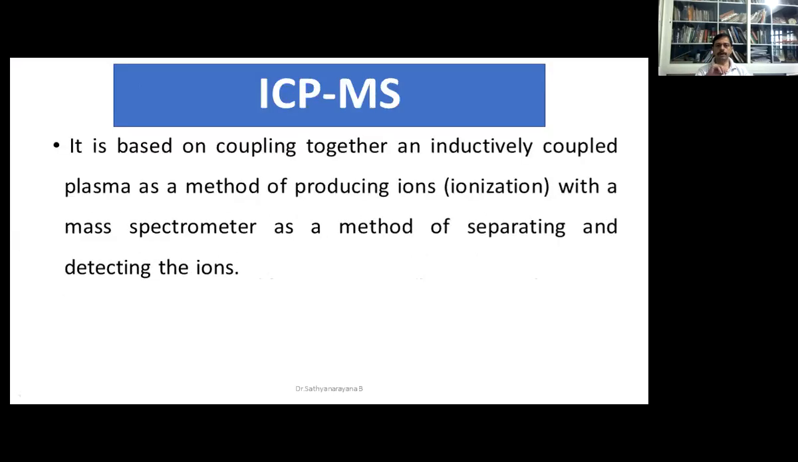It is based on coupling together an inductively coupled plasma as a method of producing ions or ionization, with a mass spectrometer as a method of separating and detecting the ions. You must be knowing by this time that mass spectrometer separates the ions by mass to charge ratio.